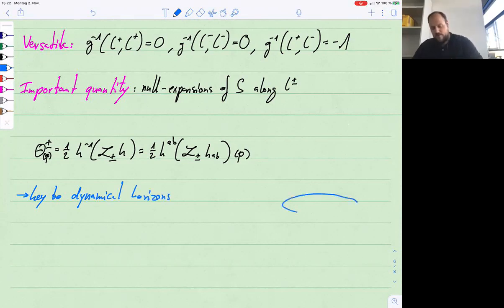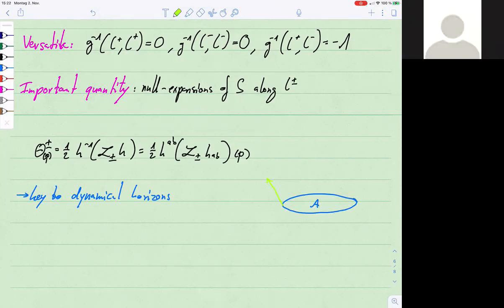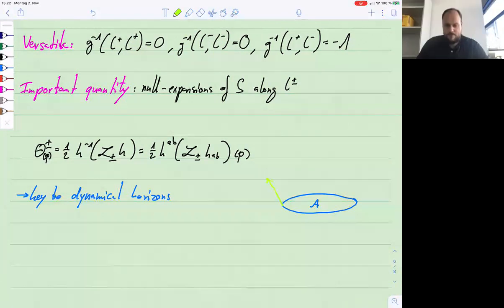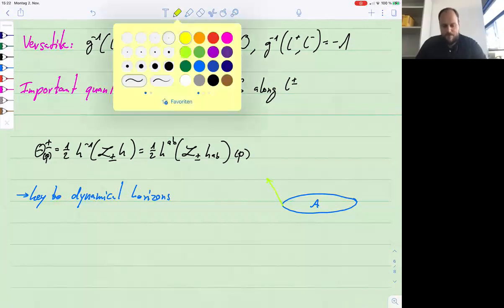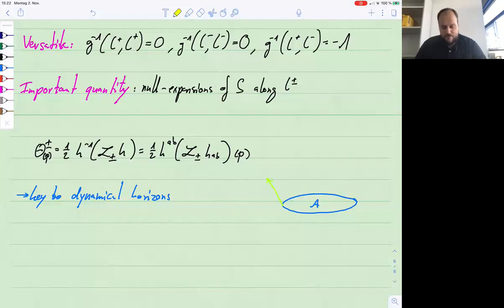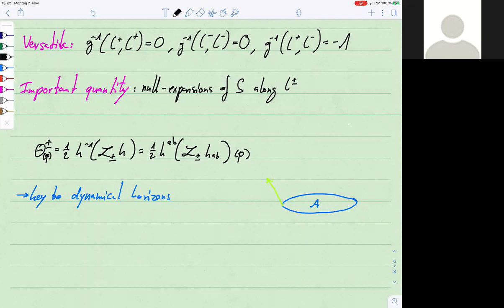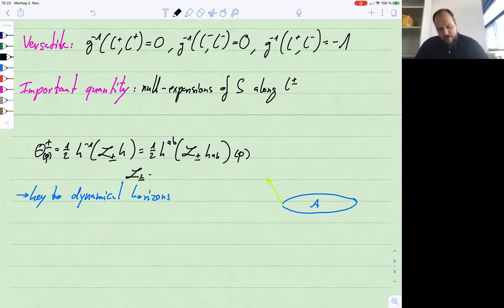Visualizing, we can say we take some area. When you have the curly L plus minus, is it the Lie derivative with respect to the U plus minus? No, L. So I should say curly L plus minus is just an abbreviation of L plus minus. Okay, thank you.